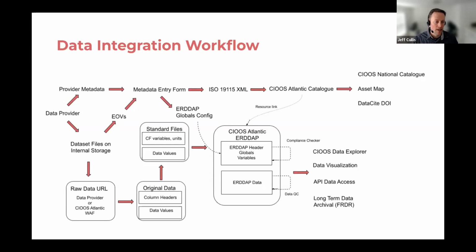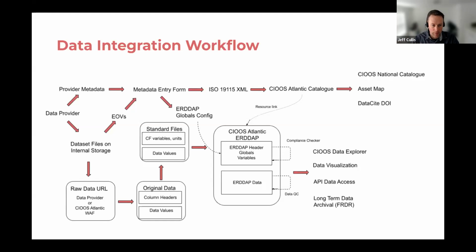And then for the data set files they've given us, if they can make a URL for that data, we'll work with that. Otherwise, hosting in our own internal web accessible folder is the first step. Then we've got the original data with its column headers and values. We convert that into a standardized format, which uses the CF variable names and units. And then data from the entry form, as well as the data set itself, gets fed into the CIOOS Atlantic ERDAP.